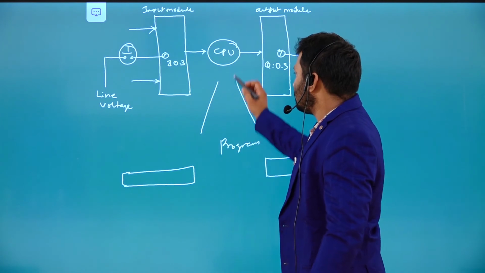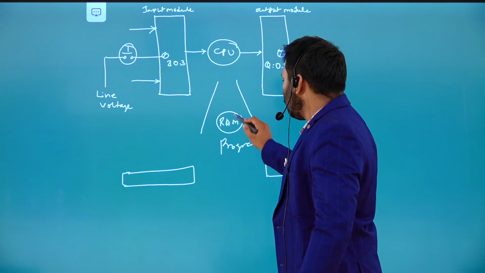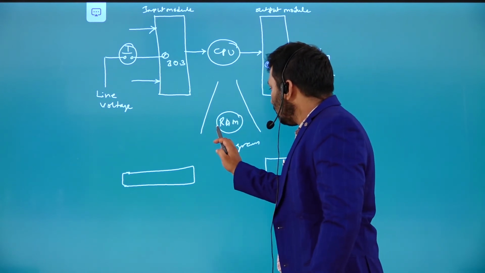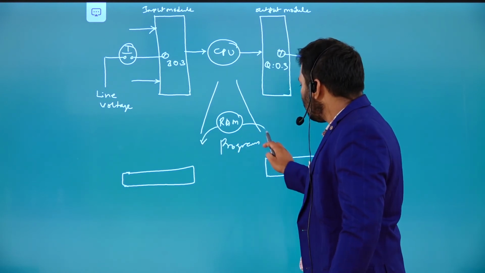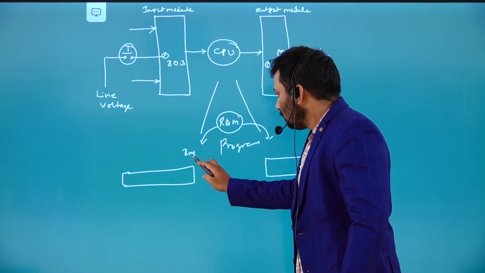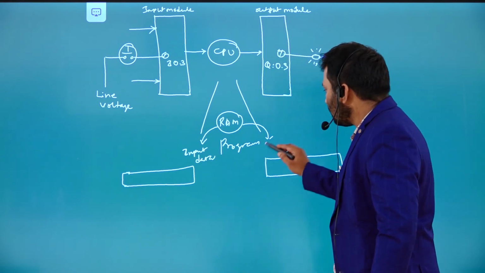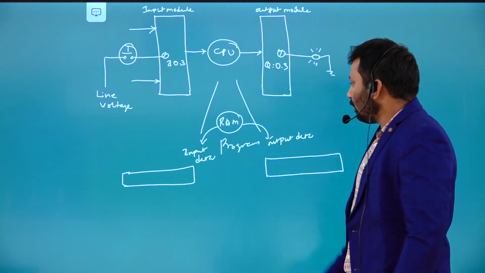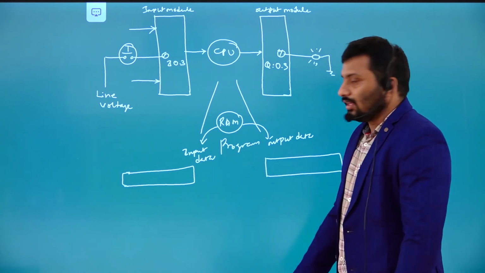Previously we also discussed this particular one. In the CPU, RAM is going to be used for the user program as well as user data. User data means input data as well as output data, as well as the user program. All are going to be stored in the RAM only.